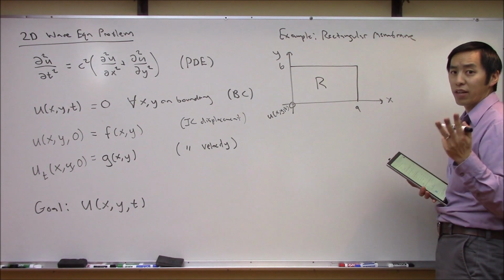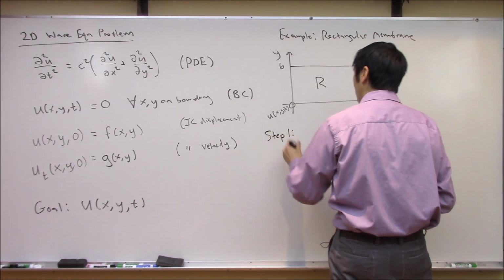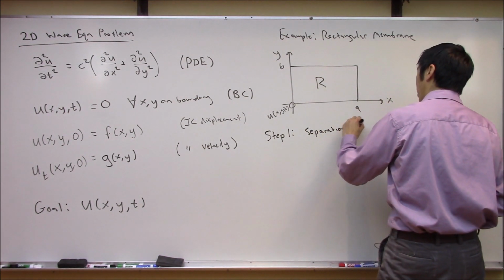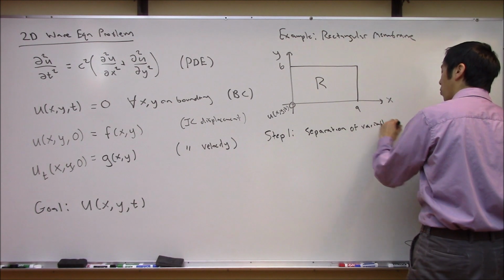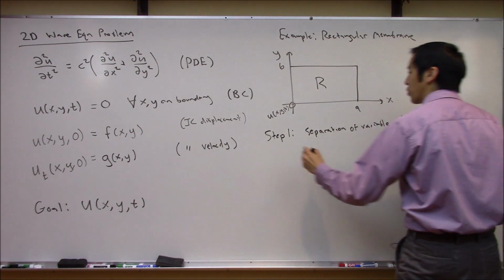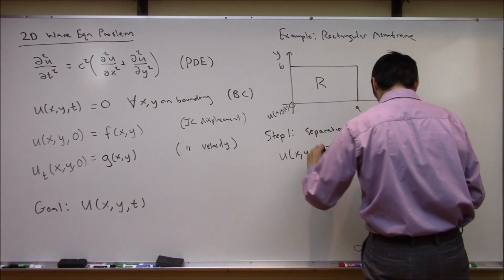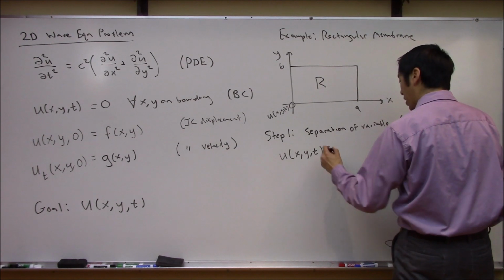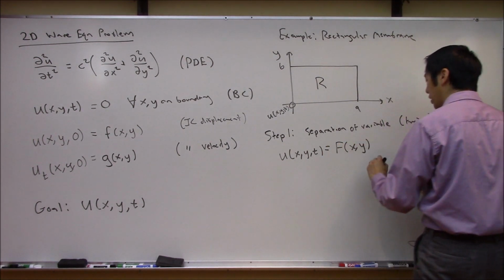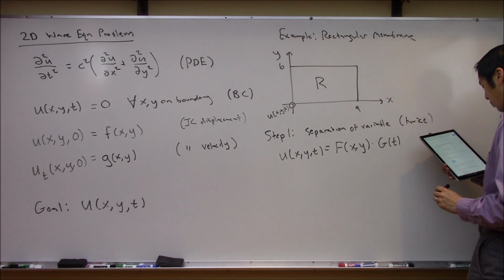We're going to solve this in, again, 3 steps. So step 1 is, again, we're going to do our separation of variables. However, we're going to have to do this twice. So what we're first going to do is say that u of x, y, and t, we are going to try to break this thing up into a spatial function, let's call it big F of x, y, times a temporal function, g of t, okay?